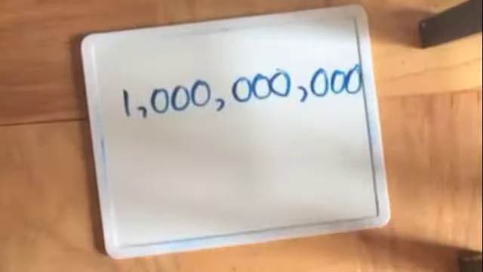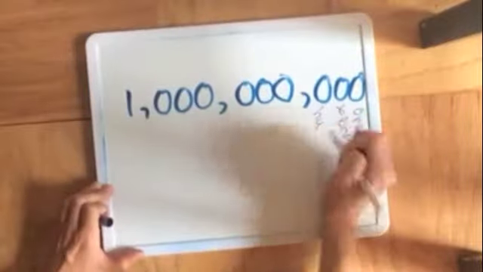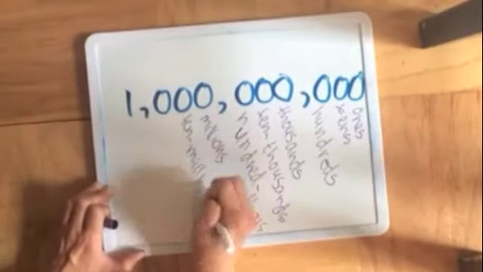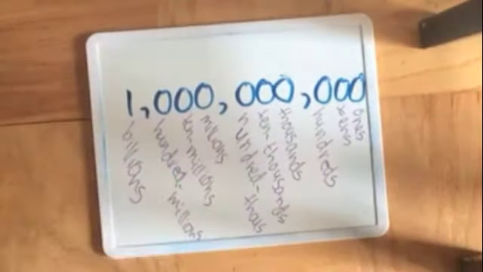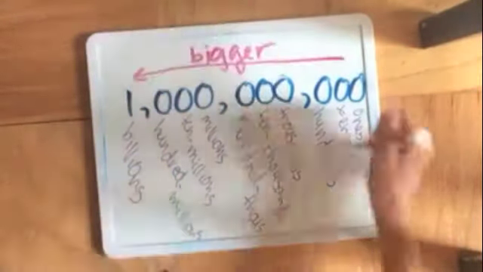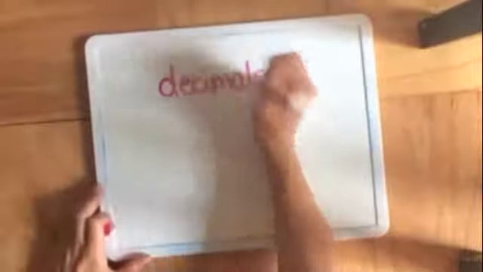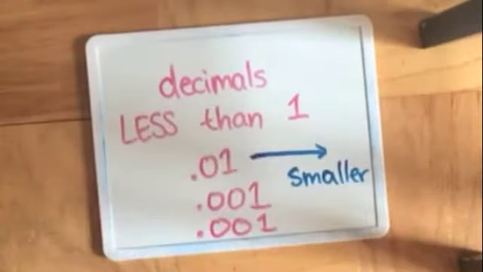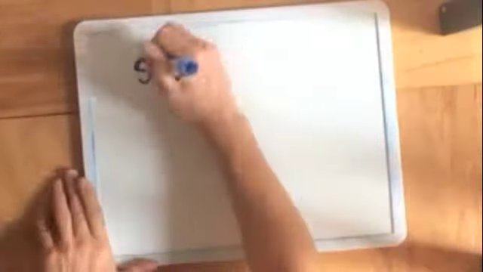Now let's take a look at this 1 billion. We have ones, tens, hundreds, thousands, 10,000s, 100,000s, millions, 10 millions, 100 millions, and billions. Each place has its own specific name. As you go to the left, the numbers get bigger. Decimals are numbers less than 1. As you go to the right, the number gets smaller. We'll talk more about decimals later.